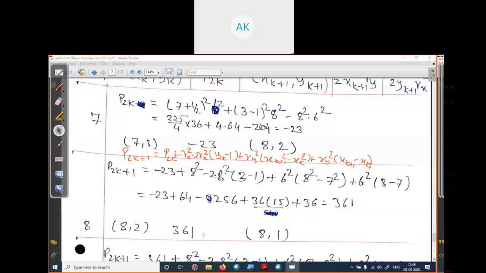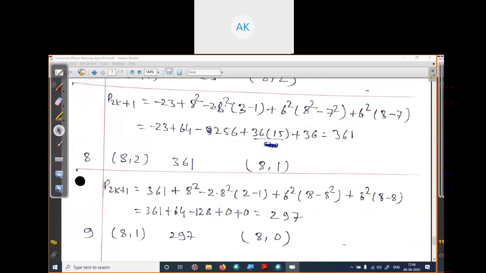Is it a positive number? When you get a positive number, y changes by a unit interval to become 1, and xk plus 1 will be xk, which is 8. Again 8. Calculate for the next iteration.